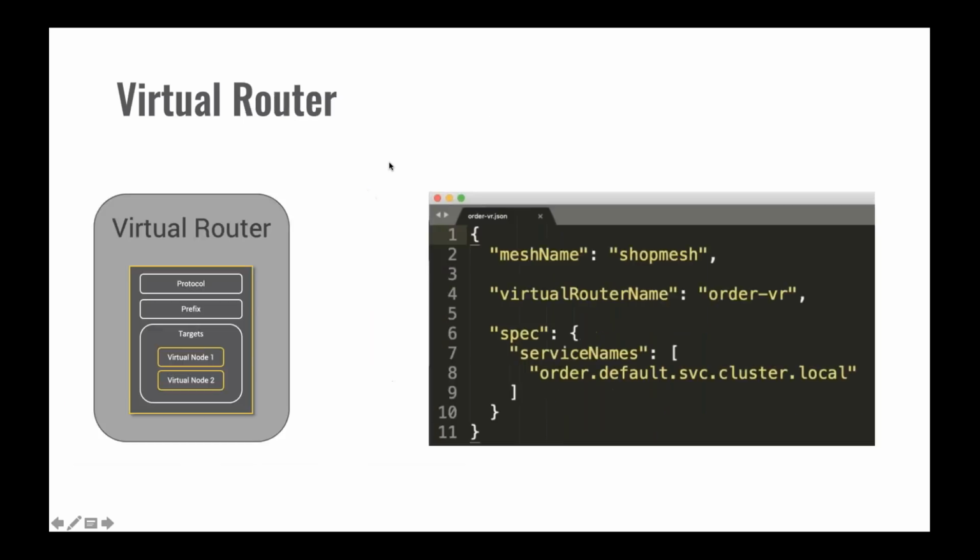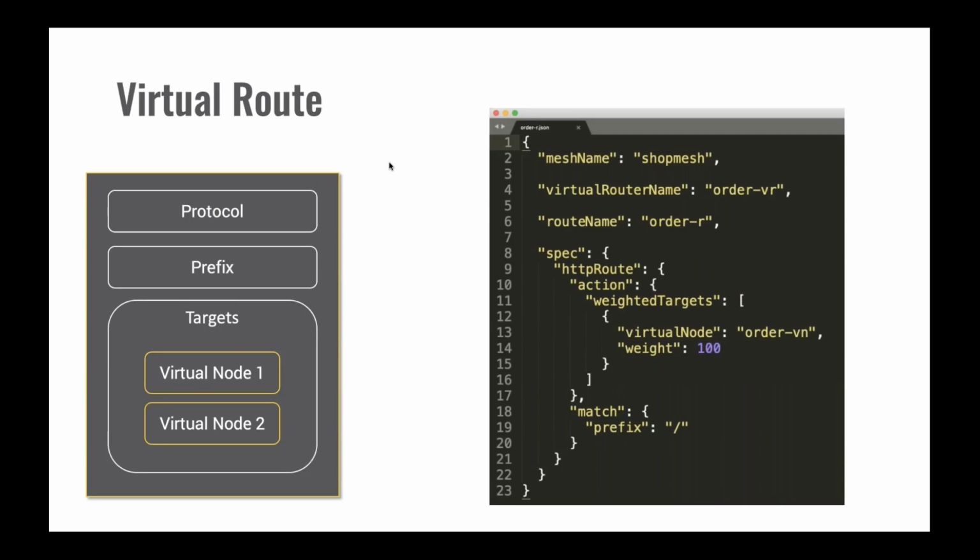So this is the virtual router. As I said, virtual router is a container for multiple routes. At a minimum, a virtual router will only have the service name defined for the virtual node. It is meant for service discovery and self-advertisement to let other nodes know that it exists. And to this virtual router, we attach multiple routes.